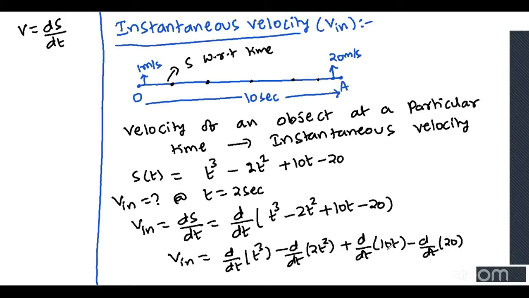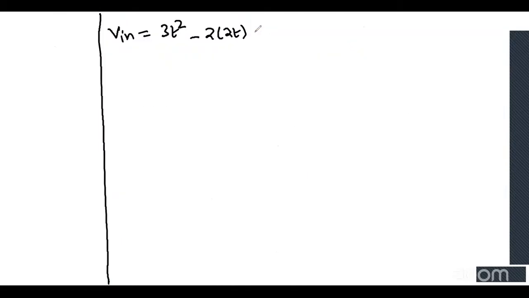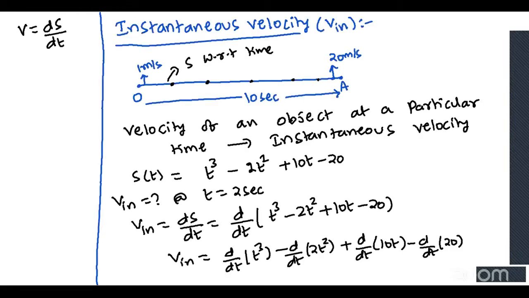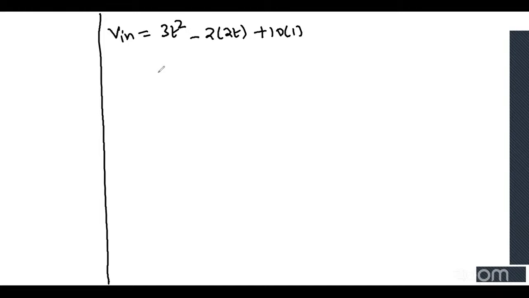Next, here the constant is 10. d by dt of t means 1, so plus 10 into 1. d by dt of 20, that is a constant, is 0. So the instantaneous velocity is 3t square minus 4t plus 10.